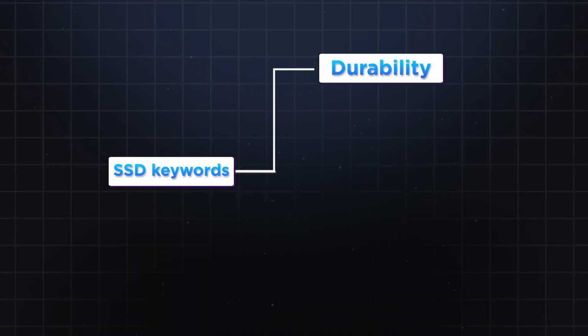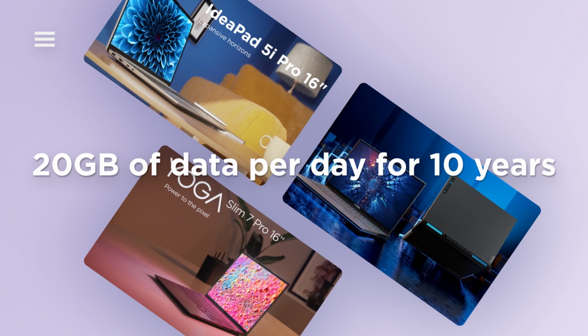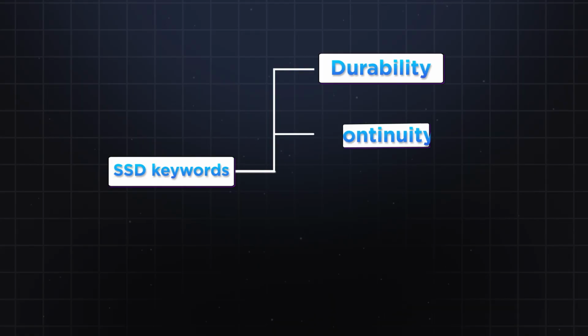As for quality standards, here are a few keywords for you to know better. First of all, durability. It mainly refers to the ability of the SSD to repeatedly write and erase data. This depends on the NAND flash itself. For example, Lenovo Legion, Yoga, and IdeaPad series are guaranteed to write 20 GB of data per day for about 10 years. The second one is continuity. That is the length of time data can be stored in the SSD, such as 5 years or 10 years.